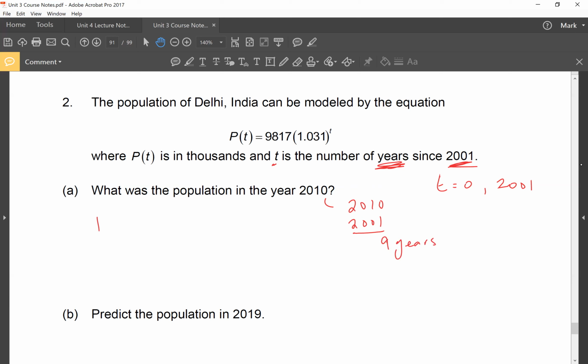So my population after 9 years, again, don't use the 9 for calculating, but this is kind of how we write it, is 9817 times 1.031 to the 9. Solve that and you're done.